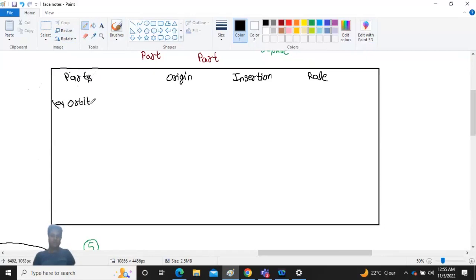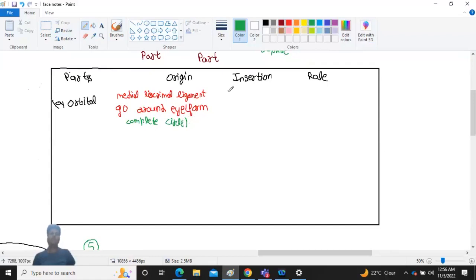First part is orbital. So the orbital part originates from the medial lacrimal ligament and goes around the eye, and goes around the eye, forming a complete circle. Done.